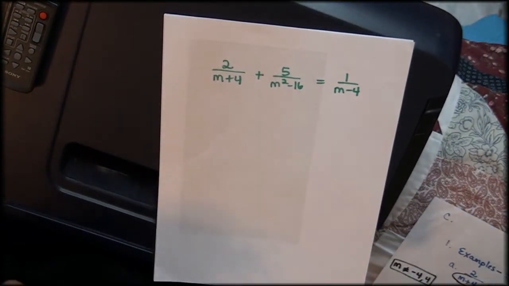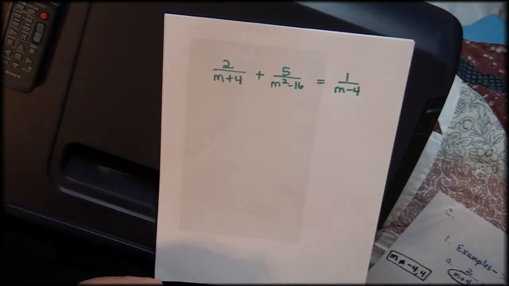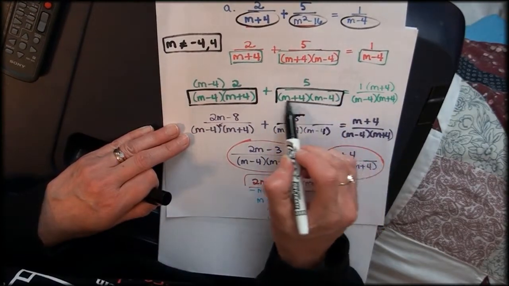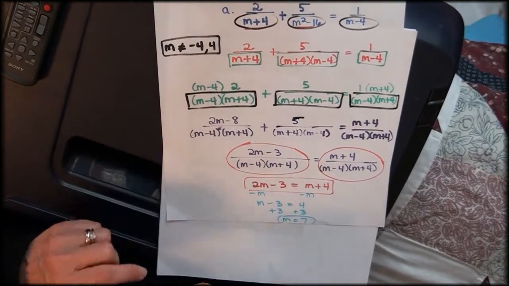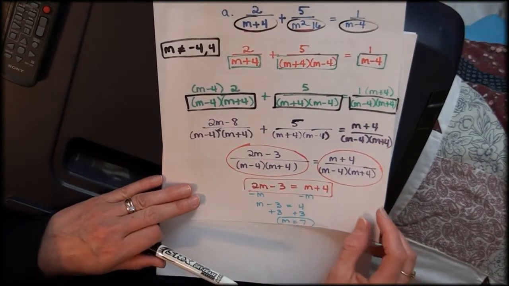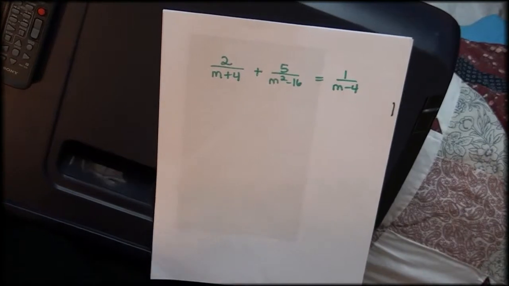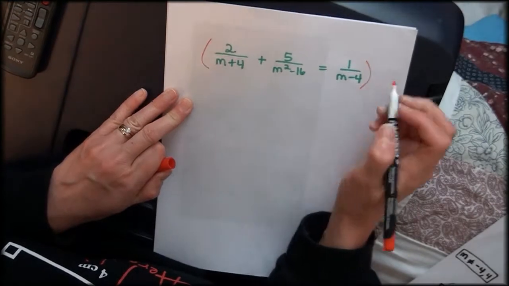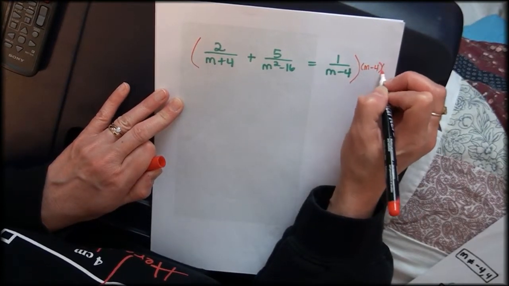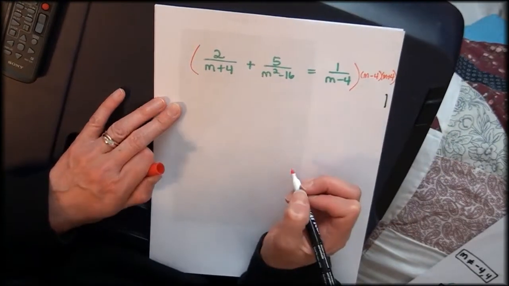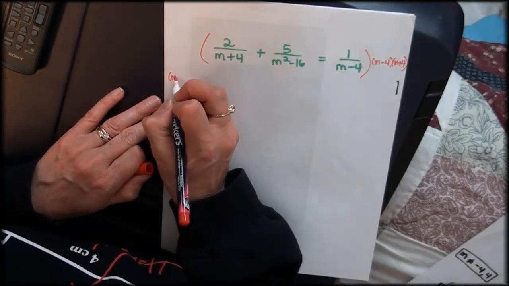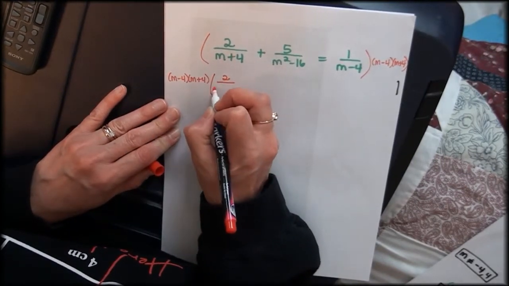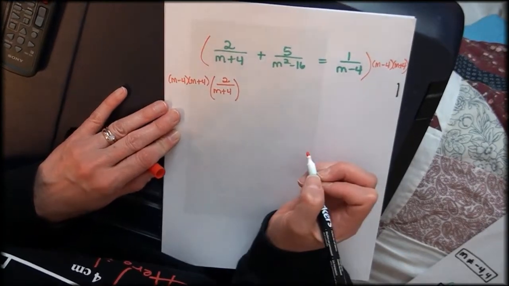And let's say, okay, let's multiply the whole thing by that LCD. Now remember, the LCD that we had gotten was right down here. Every one of these, that common denominator, was the m-4 times the m+4. So I'm going to multiply the whole thing by that LCD of m-4 times m+4. So that means I'm going to take this one and multiply it by that common denominator of m-4 times m+4.